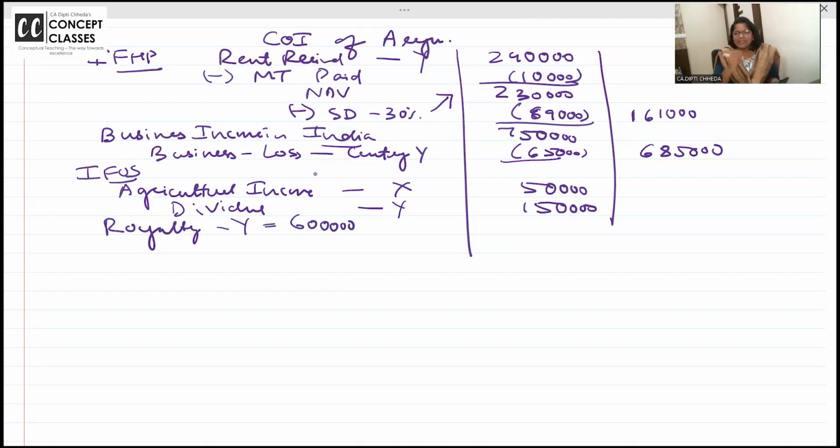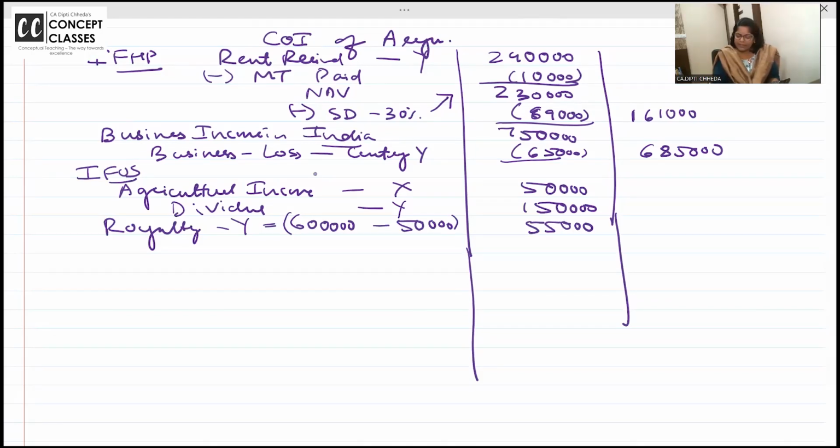I'm doing little fast, it's the same problem. If speed is a problem or figure is not clear, ask. Royalty income is 6 lakh. How much expenses you have incurred? 50,000. So what is the royalty income taxable? 550.